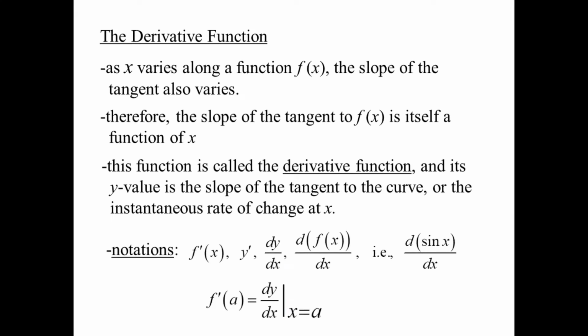Here are some notations that have been developed over the years to represent the derivative function. We could say f prime of x. This was Lagrange who came up with this. There's y prime. There's dy by dx, which is Leibniz notation, very popular. D f of x by dx, and f of x could be any function of x. So we could say d sine x by dx. We could say d x squared by dx. And this one, f prime of a is equal to dy by dx at the point where x equals a. Different notations all mean the same thing.